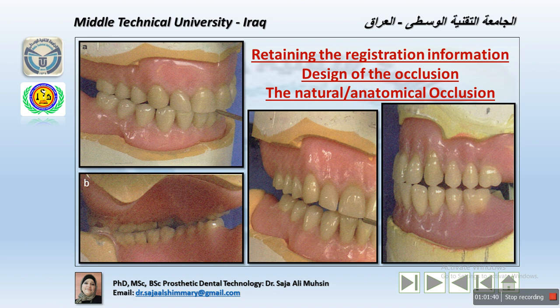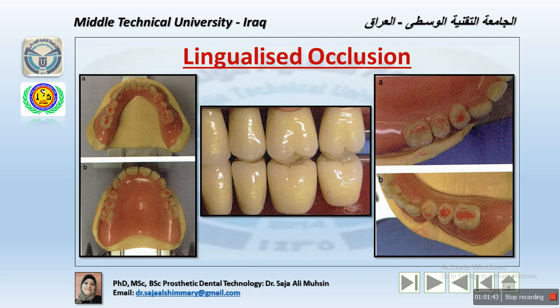Now, lingualized occlusion is different from the natural setting of teeth in natural occlusion. It's designed to direct the occlusal force over the center of the alveolar ridge using one contact per tooth. That means a tooth-to-tooth relation, not as in the natural one, which is a one-to-two teeth relation. This simplifies the tooth contacts by eliminating the buccal cusp contact.